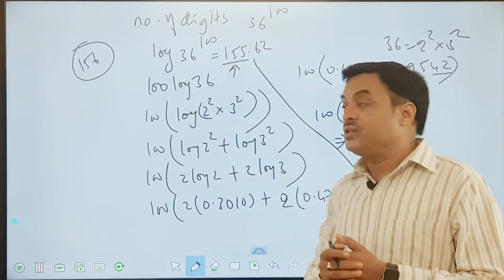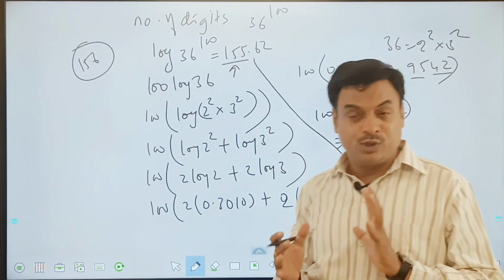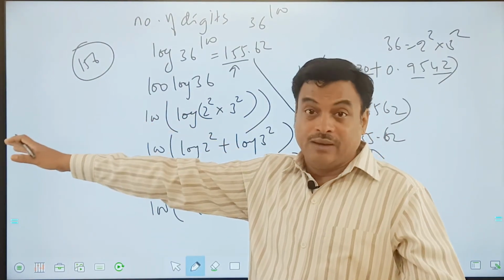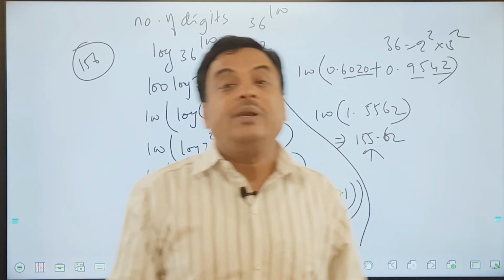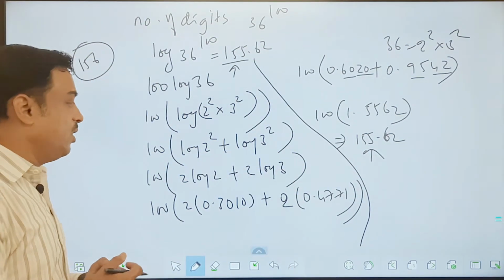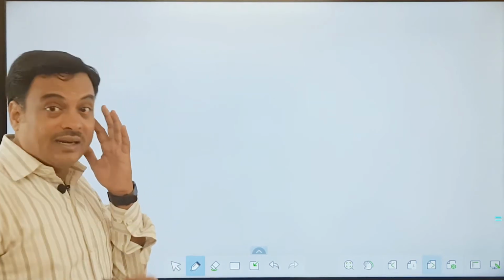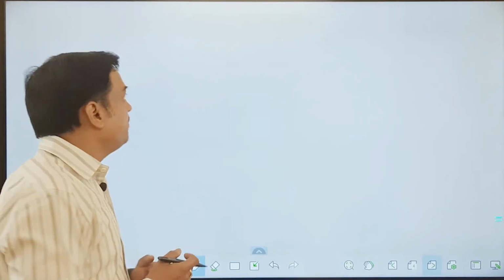So based on this, you can see 36 to the power of 100 is supposed to be a huge number with 156 digits. So huge. So this is the application part of the logarithms. How do we apply the logarithms and all that? Now let us go for another part of the discussion here.